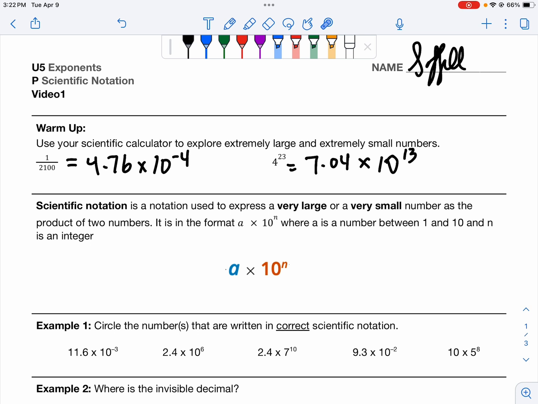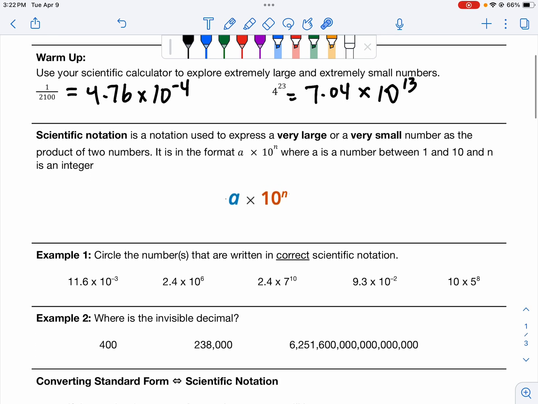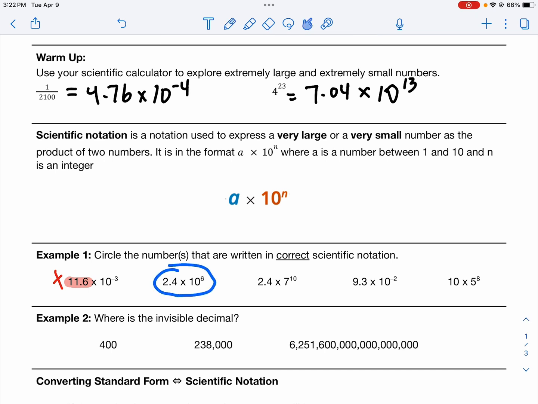As we look at example 1 here, we're going to look at which numbers are in scientific notation. The first number is not in scientific notation, and the reason is right here, 11.6. 11.6 is larger than 10, so it is not in scientific notation. The second one is in scientific notation. 2.4 is between 1 and 10, and then we have times 10 to the power of 6.